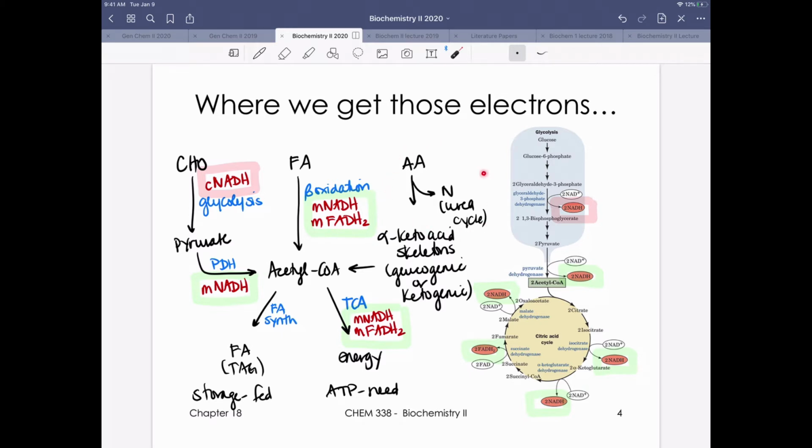Again, we talked very superficially on the last slide about how we have amino acids that we deaminate via the urea cycle, and the alpha keto acid skeletons are either of a glucogenic or a ketogenic form, depending on where they're able to feed back into metabolic pathways. But ketogenic forms specifically can be funneled to acetyl-CoA. And then once we're at acetyl-CoA, what happens with the acetyl-CoA basically has to do with whether we're in a fed state or a need state.